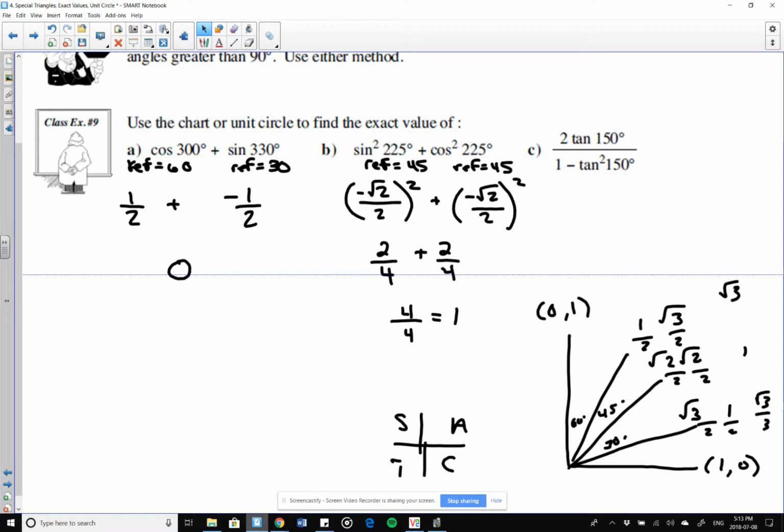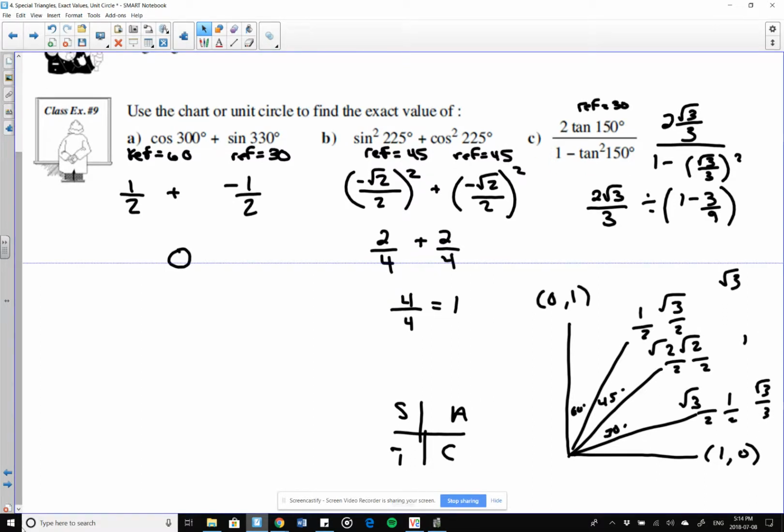And then for my last one here, 150 has a reference angle of 30. So going through this one, tan of 30 degrees is root 3 over 3. So 2 times root 3 over 3 divided by 1 minus root 3 over 3 squared. So I'm going to write this a little differently. So 2 root 3 divided by 3. And I'm going to divide that by this, which is 1 minus 3 over 9.